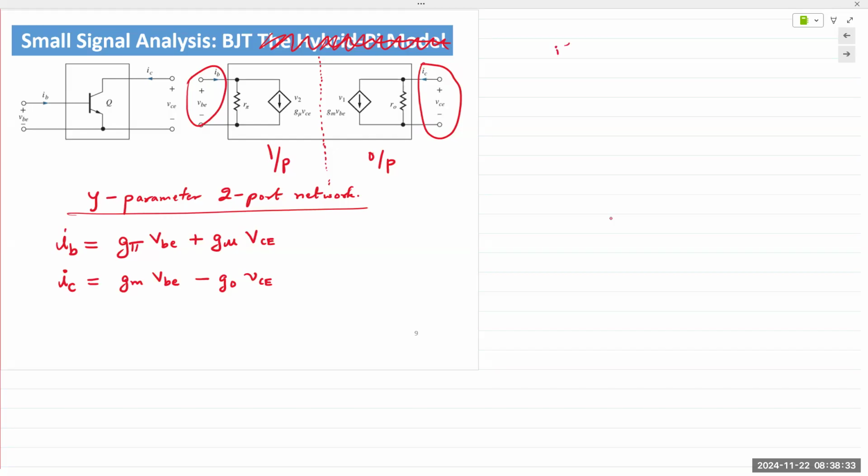So if VCE is equal to 0, and that's what we would expect at the Q point, then G pi, the conductance on the input side, is IB over VBE. This is, of course, at the Q point. And similarly, GM is IC over VBE.